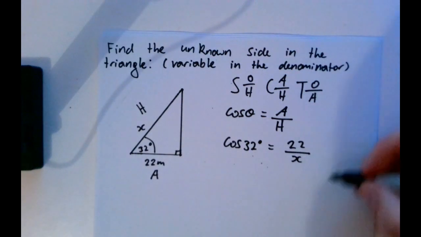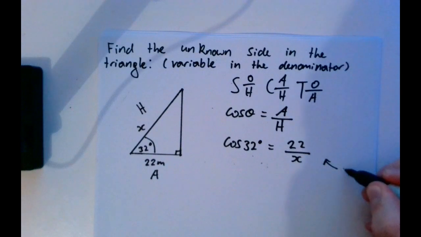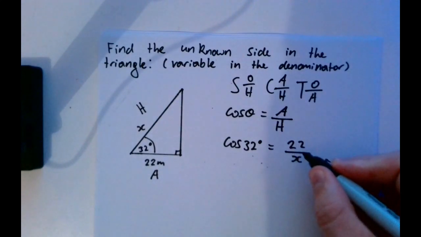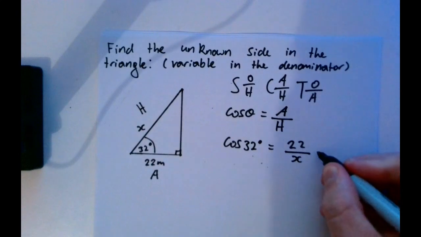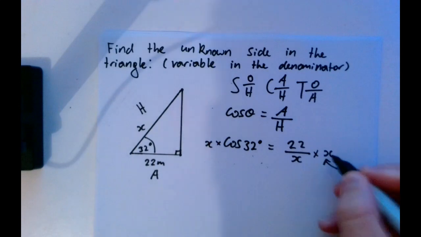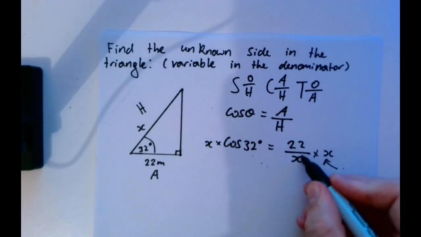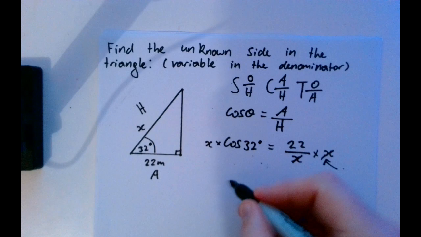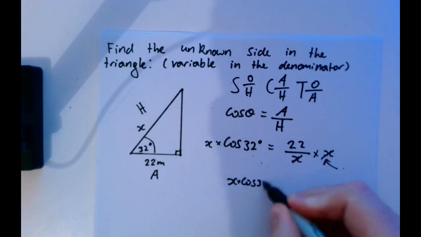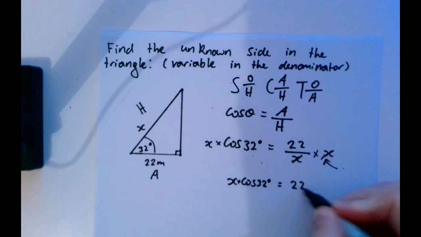Now you'll notice immediately here that the variable is in the denominator. So the long method, which is what I'm going to show you right now, requires us to get x out of the denominator. To do that, I need to get rid of this division symbol. So I'm going to multiply both sides by x. What I do to one side, I do to the other. Just like last time, the x will cancel, and we end up with a new equation: x times cos of 32 degrees is just equal to 22.